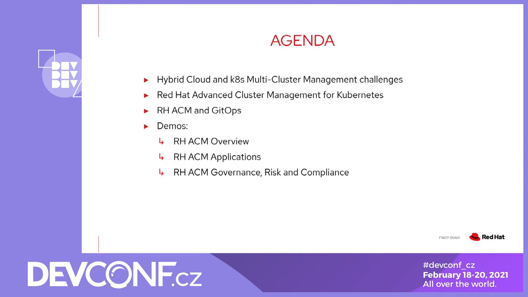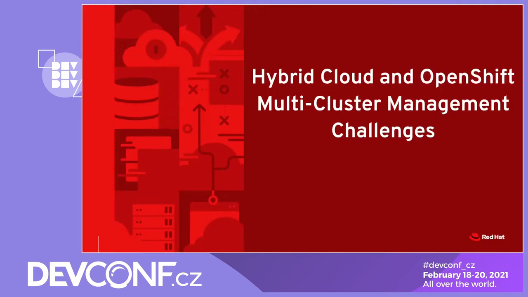So for today, we have a short but intense agenda. First of all, we will introduce the main challenges we find when we try to manage multi-cluster environments in a hybrid cloud landscape. We will introduce Red Hat Advanced Cluster Management for Kubernetes, or ACM from now on. Then we will explain how ACM and GitOps work together. And last but not least, we will deliver a demo where we will see the main features of the product.